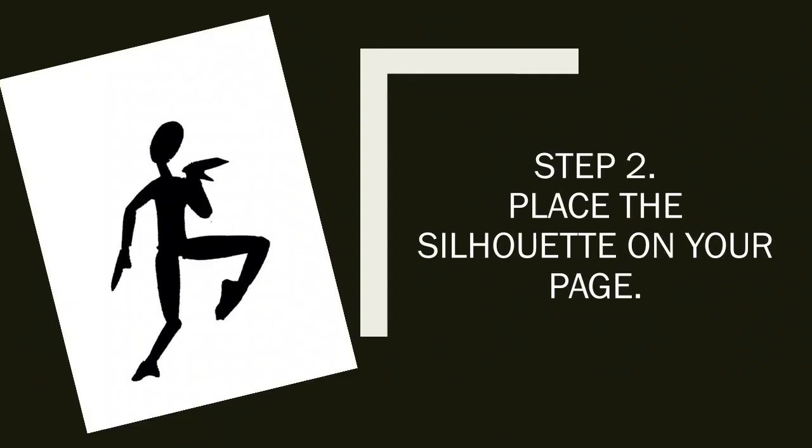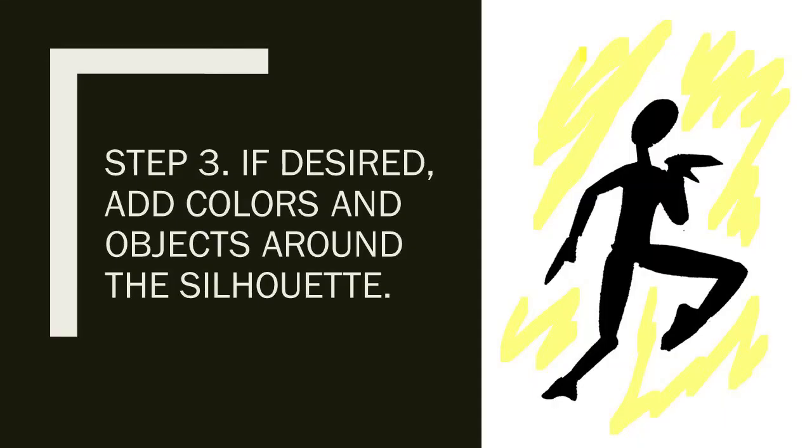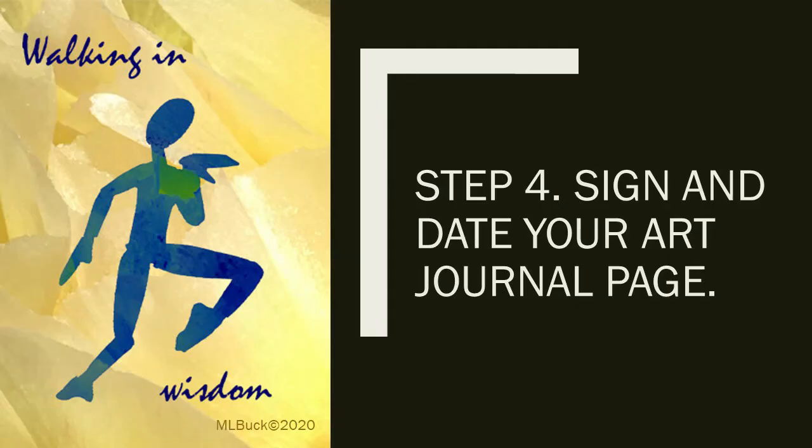Step number 2, place the silhouette on your page, either at the top, the bottom, the right, or left. It's up to you. I put mine in the center. The third step is you can add additional color or text, anything that will provide better insight as to what your silhouette is all about. Don't forget, sign and date your art page. Good work! Here's one that I finished.